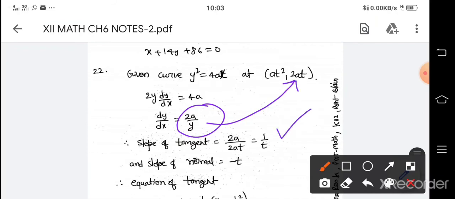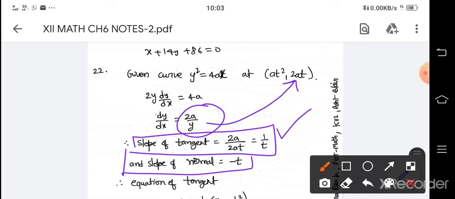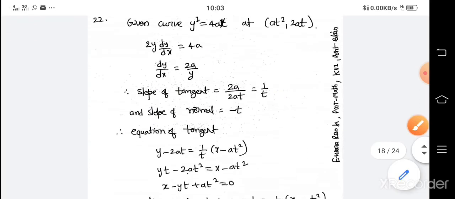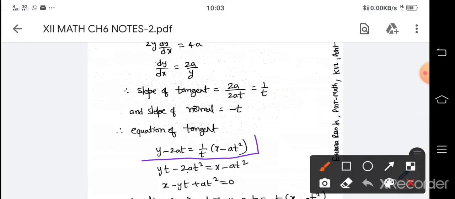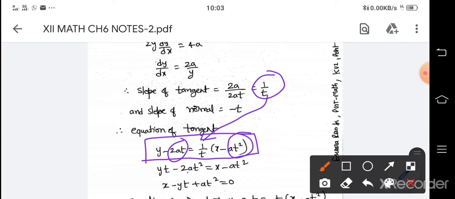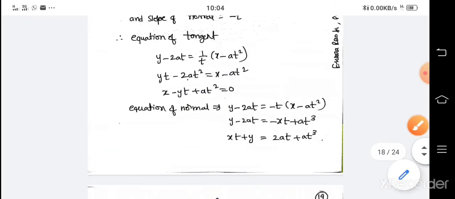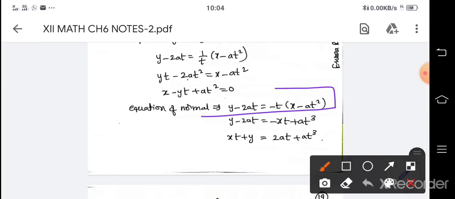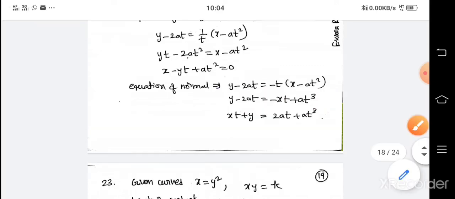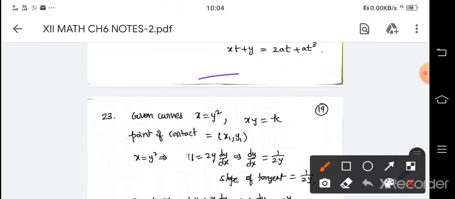Then you get slope of tangent is 1/t, and slope of normal is -t because -1/m. Equation of tangent is y - y1 = m(x - x1). This 1/t is the slope of the tangent substituted. (x1, y1) is the point which is given, (at square, 2at), substituted. So the simplified equation will be like this. Similarly, you can find out the equation of the normal using slope of the normal and the point of contact. Then simplify, you get the required equation like this.